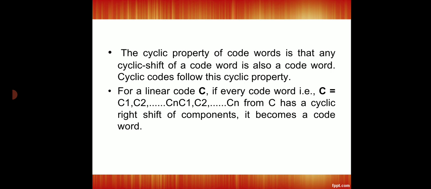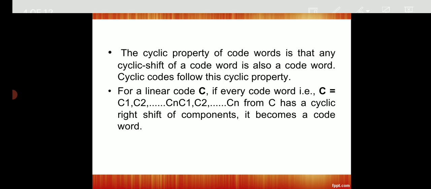So these are the error correction codings, where the actual information is sent over the channel by combining it with the parity bits. This cyclic property is a property of code words, that is, if any cyclic shift of a code word is also a code word, then cyclic codes follow this cyclic property. For a linear code, if every code word C is equal to C1, C2 up to Cn, then the cyclic right shift of components becomes a code word.